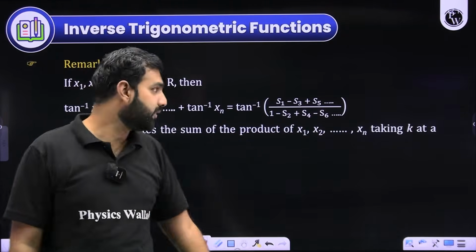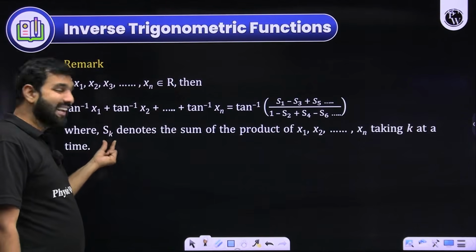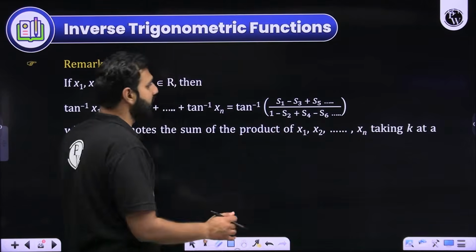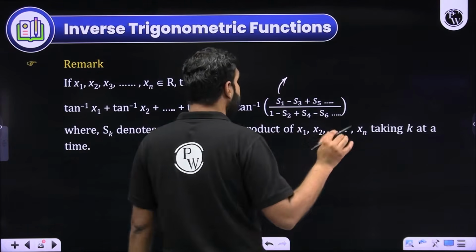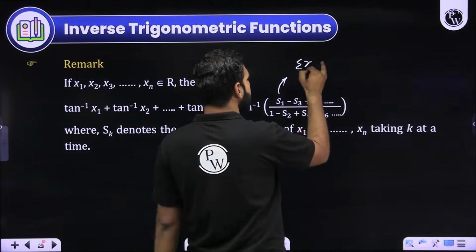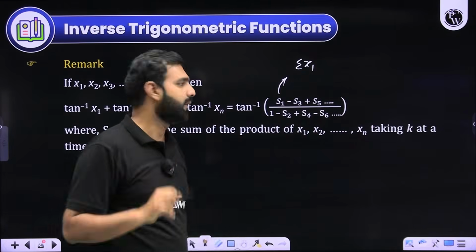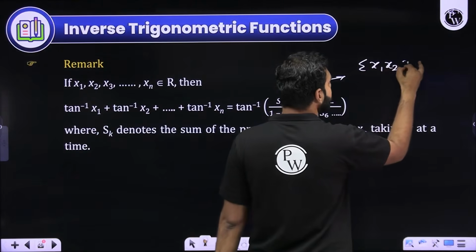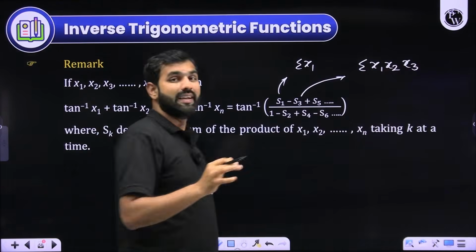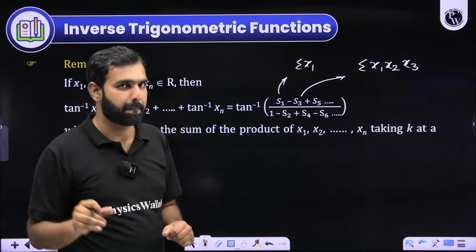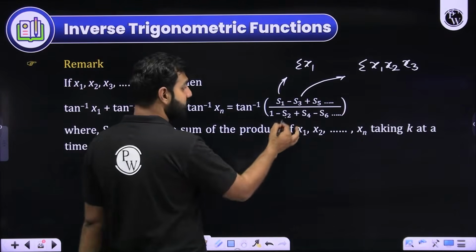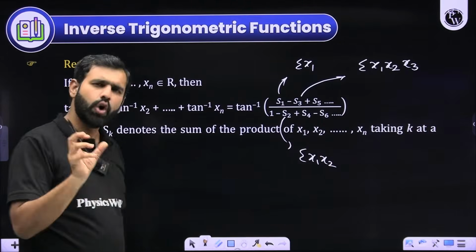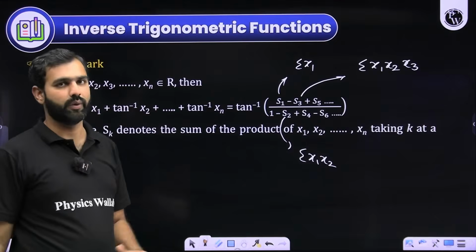But what do they represent? S1, S3, S5? Sk denotes the sum of the product of x1, x2, up to xn taking k at a time. For example, if I'm talking about S1, what does S1 say? Sum of x1, x2, x3, x4, 1 at a time. What do I mean by S3? S3 means sum of 3 at a time. So x1 x2 x3, x1 x2 x4, like these triplets of 3. What do you mean by S2? S2 means sum of 2 at a time. x1 x2, then x2 x3, then x1 x4, any pair of all the twos. And then you take the sum of it.